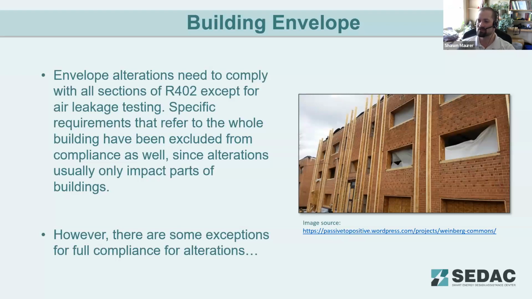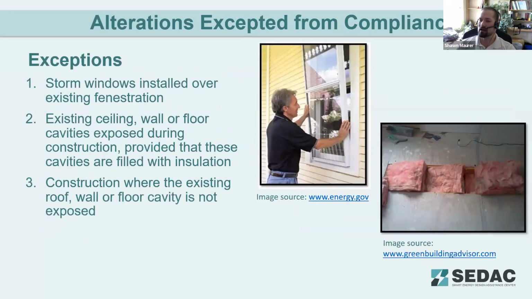There are some exceptions to full compliance for alterations that we want to touch on now. They're listed in this section for alterations. If you're installing storm windows over existing fenestration, that's an alteration to the window, but the storm window doesn't have to have the U-factor and solar heat gain to meet full energy code compliance. Storm windows are an inexpensive add-on to a building. They're not going to have that performance themselves. They are improving the performance of the window, so it's allowed by code.